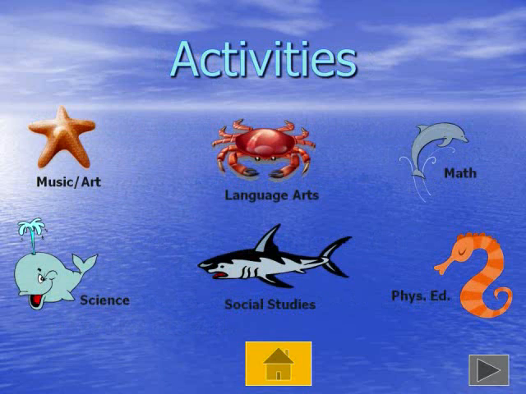For this thematic unit, I have chosen 2 activities for each of the following 6 areas: music and art, language arts, math, science, social studies, and physical education. For the music activity in this unit, the students will sit in a circle on the floor and sing ocean songs and do ocean finger plays.